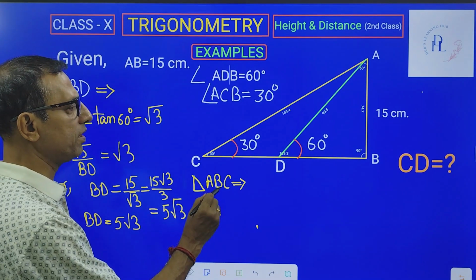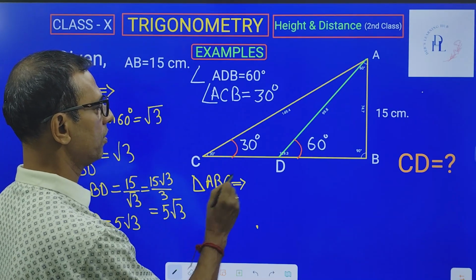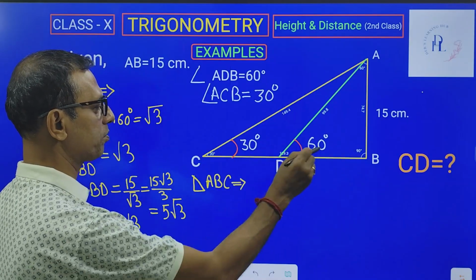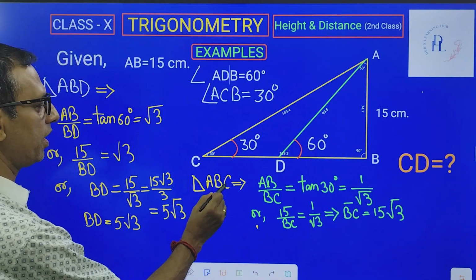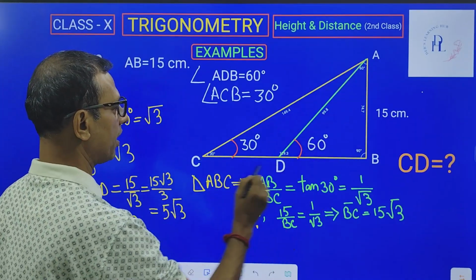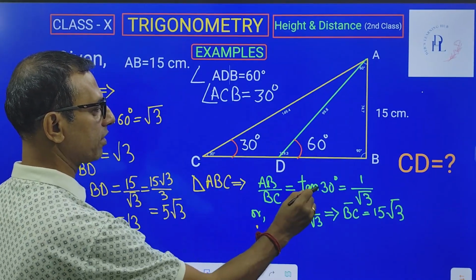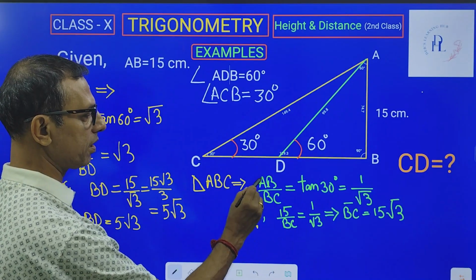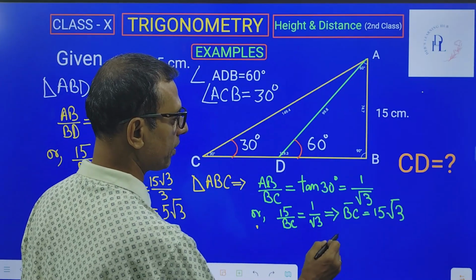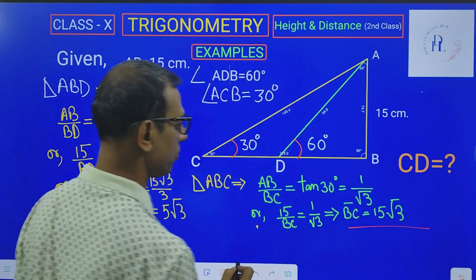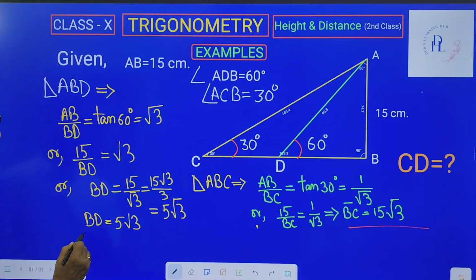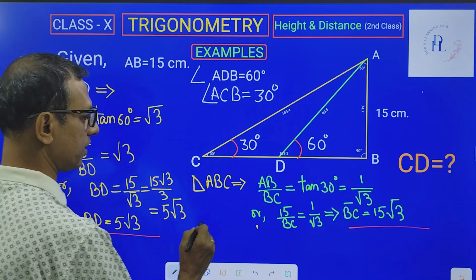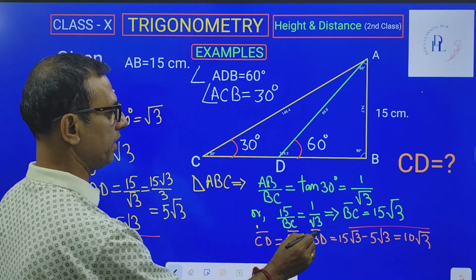Now we need to find out from ABC what is the value of BC. Then you will deduct BD from BC. BC minus BD equals CD. So from triangle ABC, AB by BC equals tan 30 degree, that equals 1 by root 3. You put the value of AB, replace AB with 15. So BC equals 15 root 3. This is what we got for BC. This is what we found out for BD. So now what is the value of CD? CD equals BC minus BD.